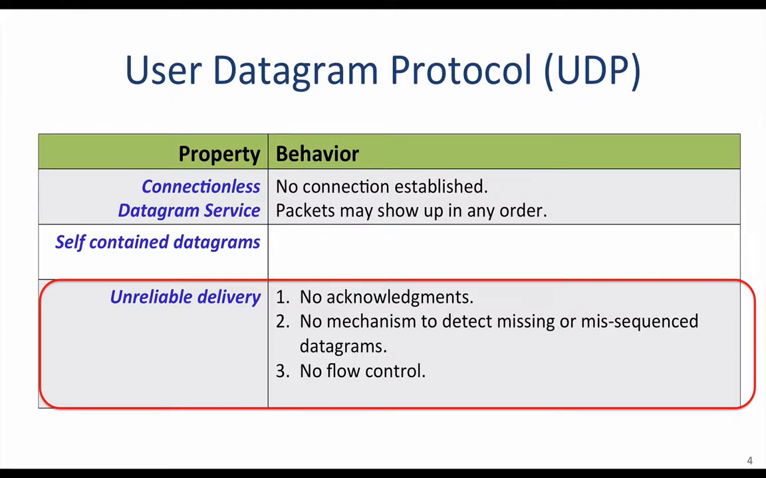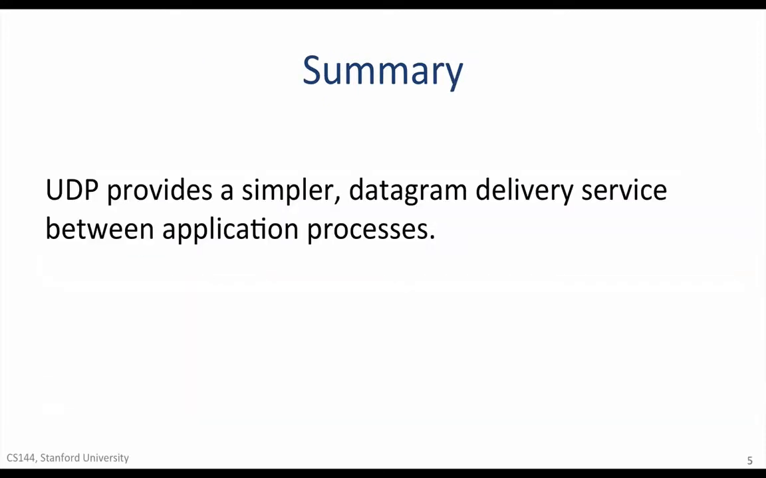Some other applications use UDP because they have their own special needs for retransmission, congestion control, and in-sequence delivery. For example, a few real-time streaming audio and video services use UDP. This is much less common than it used to be, because most video and audio streams over HTTP today use TCP instead of UDP. That's because they're built on top of HTTP. In summary, we say that UDP provides a simpler datagram delivery service between application processes.